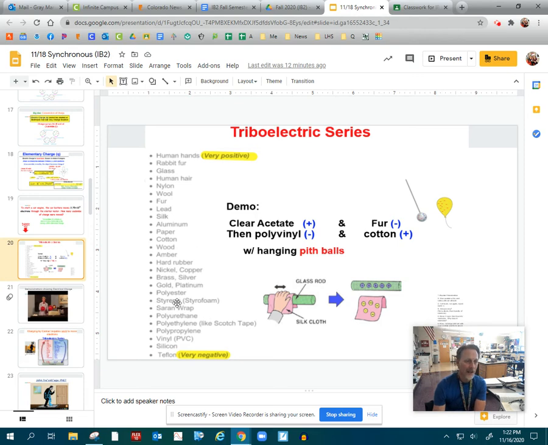And if you can locate things on the series and say, hey, if I was going to rub PVC to fur, what would happen? You can see the PVC would pick up the electrons from the fur, and it would actually become negative, whereas the fur would become positive. So this idea of the triboelectric series, we're going to play with this in a lab next class.